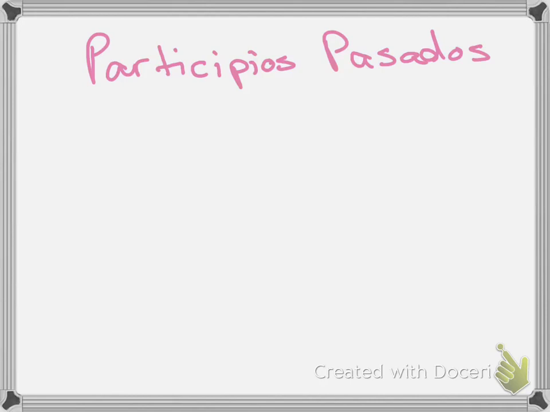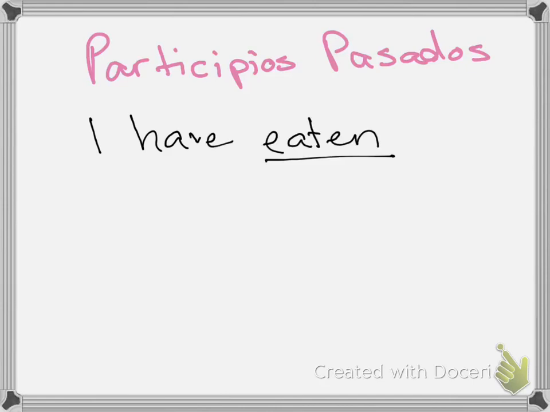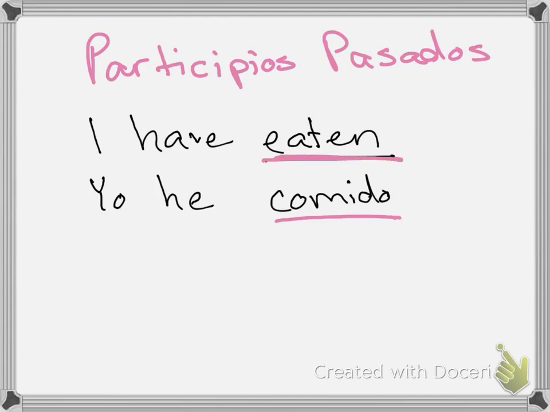So, participios pasados, past participles, are verbs used in different ways, okay? So, in English, this would be, for example, I have eaten, okay? So eaten, in this case, is my past participle. In Spanish, this would be yo he comido. So in this case, comido is my past participle. So eaten and comido, in this case, they're not the main verb. They can be part of a verb or they can be used as adjectives. Okay, so this is a participio pasado.